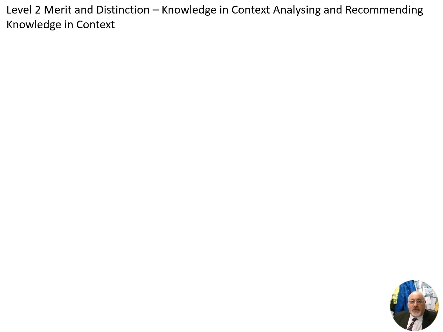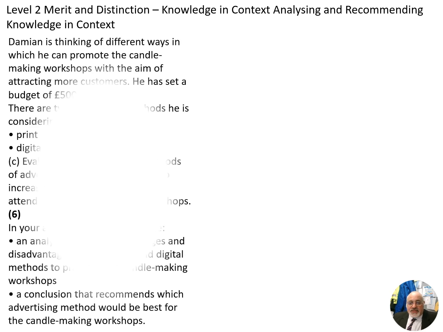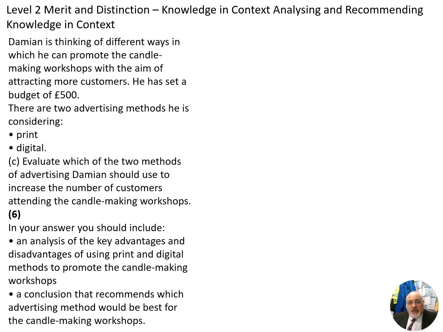So the final type of question that I'd like to show you is a level 2 merit and distinction. Now for this, you need to have the knowledge in context, you need to be able to analyse, and you need to recommend a strategy, but within the context of the strategy. So this is a previous question in the past paper. I'll give you just a minute to have a quick read of that. Pause the video if you want more time.